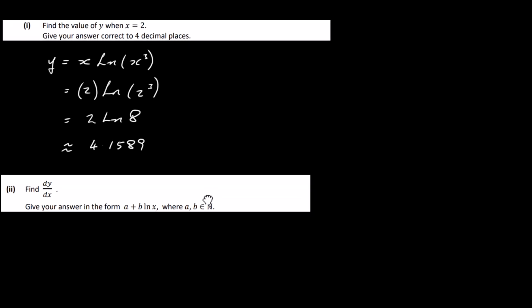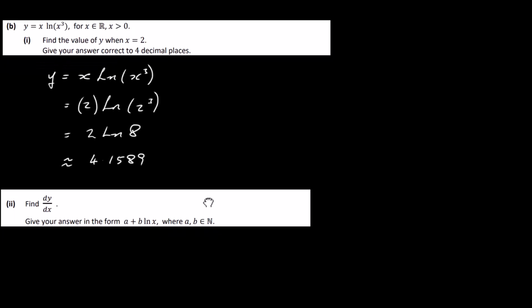Okay, let's look at part B2. So find dy dx, give your answer in the form a plus b log x, where a and b are natural numbers. So you've got to differentiate y with respect to x. So initially y was x log x cubed. So this is a function of x multiplied by a function of x. So we've got to use the product rule here.